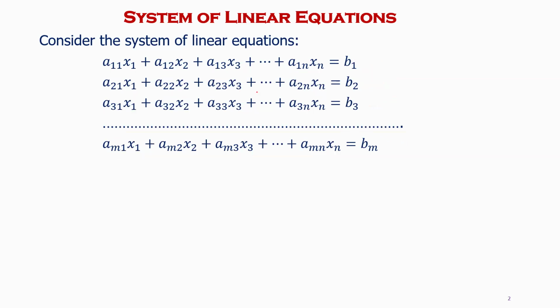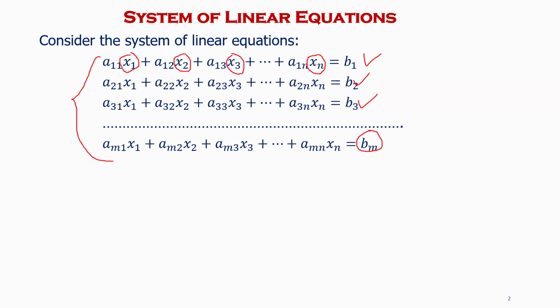So here, the variables are x1, x2, x3 up to xn, so the total number of variables is n. And how many equations do we have? 1, 2, 3, 4, 5, and so on. So we have m equations. So n variables and m equations. This is called a system of linear equations.